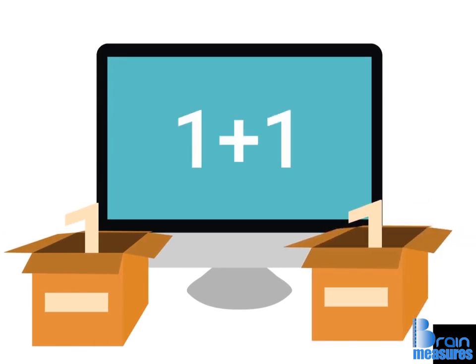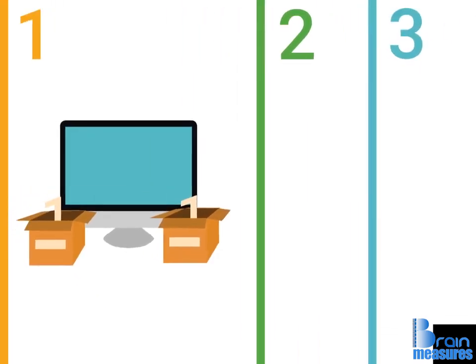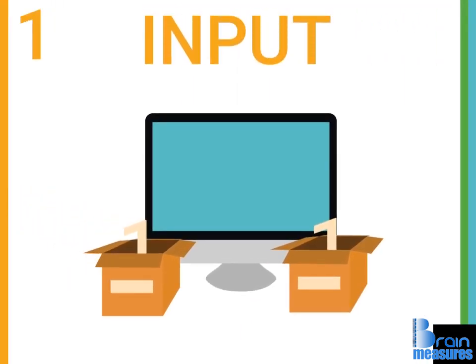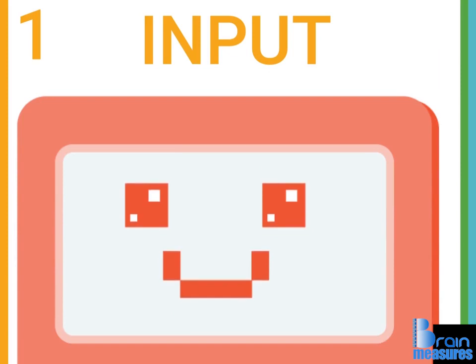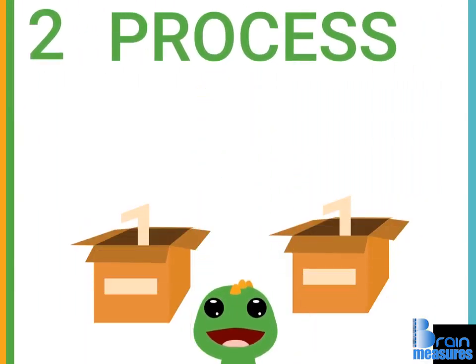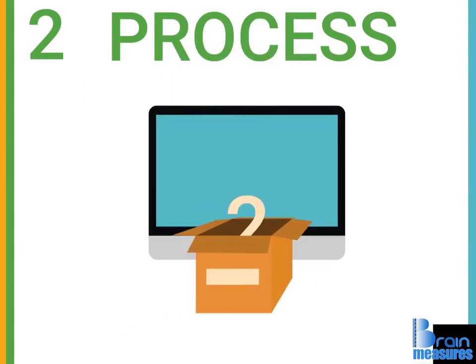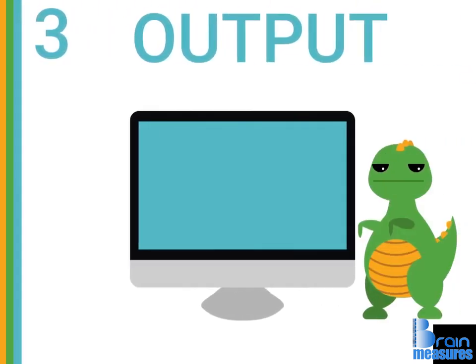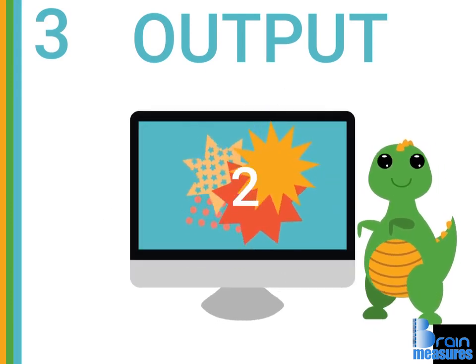This allows us to break down most programs into 3 parts. The first part is the input. This is the information we give our computer, like the 2 numbers in our calculator example. The second part is the process. The computer will use our input to do something, like adding the 2 numbers together. The final part is the output. The computer shows us the result of the process, like displaying the sum of the 2 numbers.